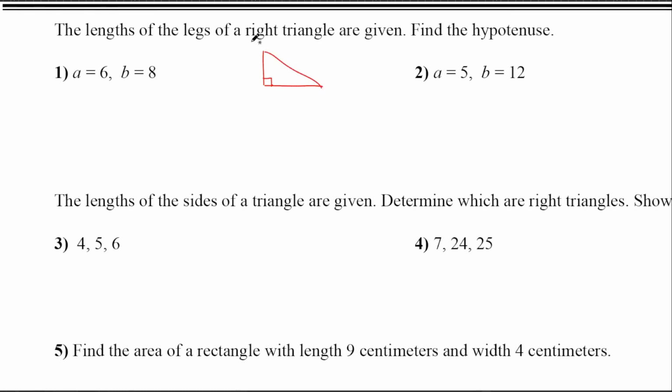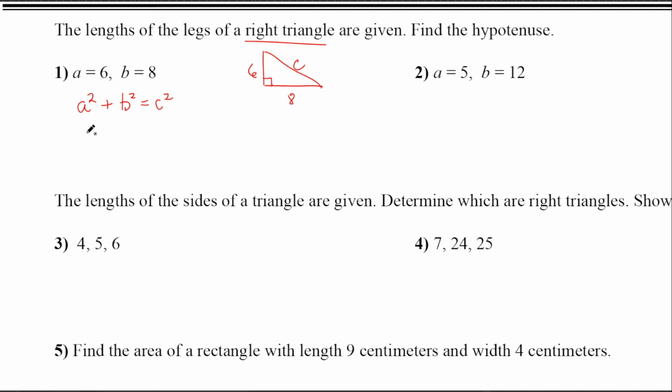It says you have a right triangle, and it says the legs are given. So one leg is 6, and the other is 8. And what we have to do is find the hypotenuse. So we usually use the letter C to represent the hypotenuse. And you have to know the Pythagorean Theorem. The Pythagorean Theorem says a squared plus b squared equals c squared. The legs are always the a and b. The c is always the hypotenuse. So basically, you just plug in a 6 for the a and an 8 for the b and find out what c is equal to.